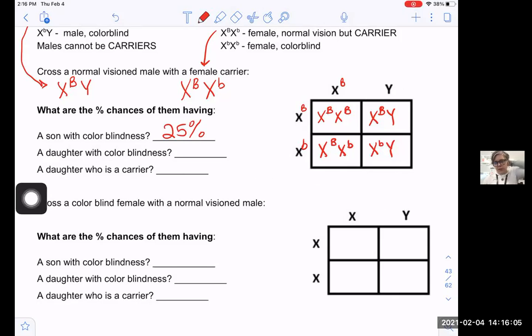Okay, that's all right. All right, what is the percent chance of them having a daughter with color blindness? 0. That would be 0. How about having a daughter who's a carrier? Yep, so just like mom, this daughter right here would be a carrier. Oops, 25. I'm writing down the genotype.